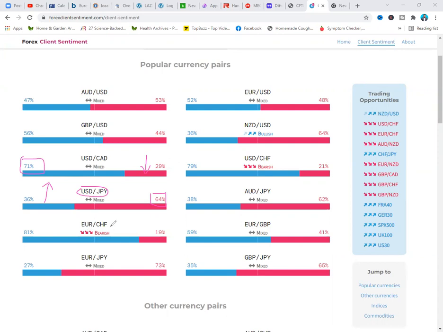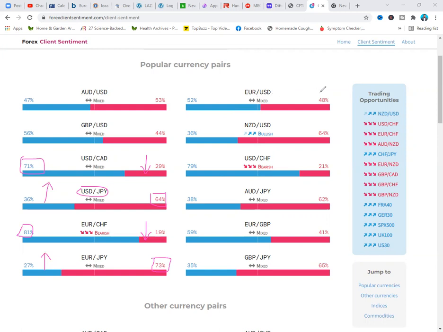Now, when we look at Euro Swiss, the majority are buying. 81% are buying. So we're supposed to look for sell opportunities. When it comes to Euro JPY, 73% are selling. So we are supposed to look for what? Buy opportunities. Please, is that clear?